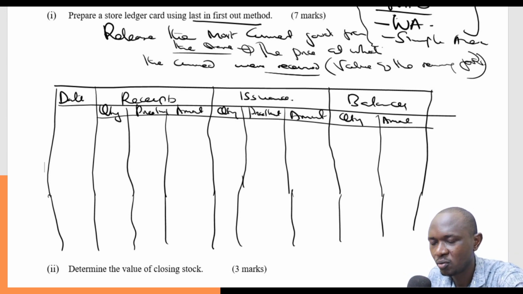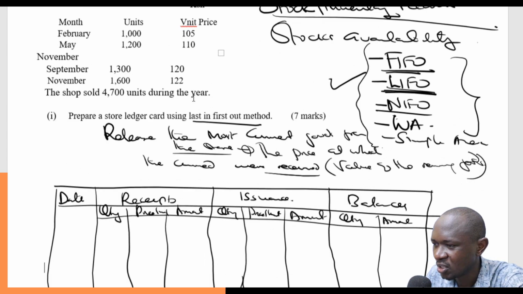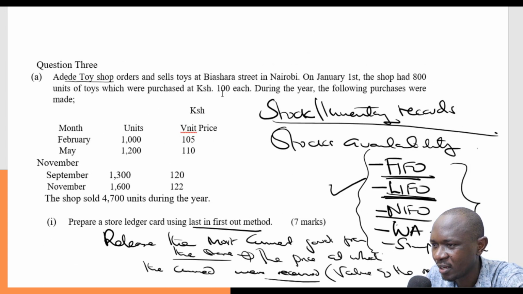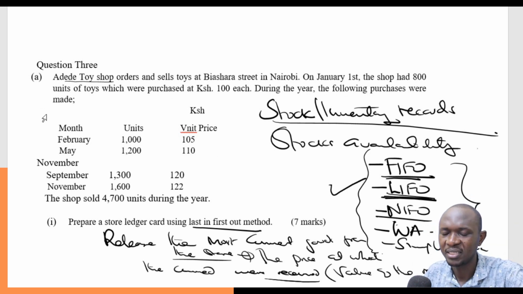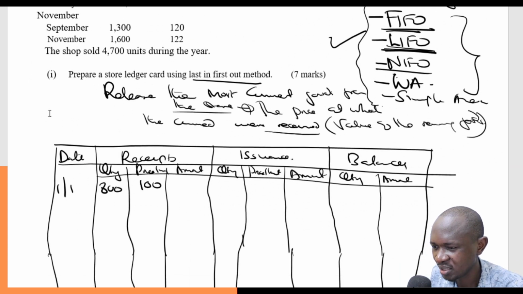So in this particular question, we started with the balance. On January 1st, the shop had 800 units of toys which were purchased at 100 each. So you simply come here and say 1st January, quantity 800 units. It's as good as saying 800 units purchased at 100, so the total amount was 80,000. We'll simply bring the balance here, 800 valued at 80,000.